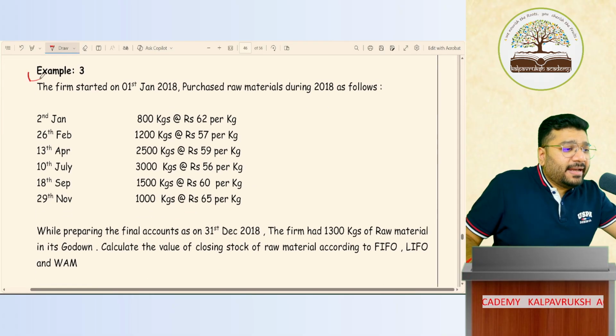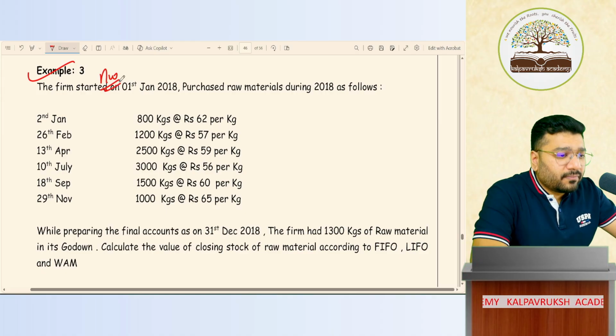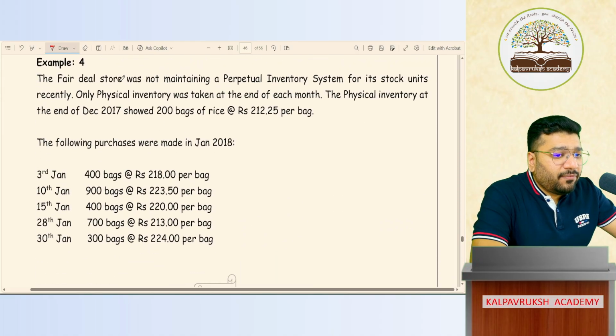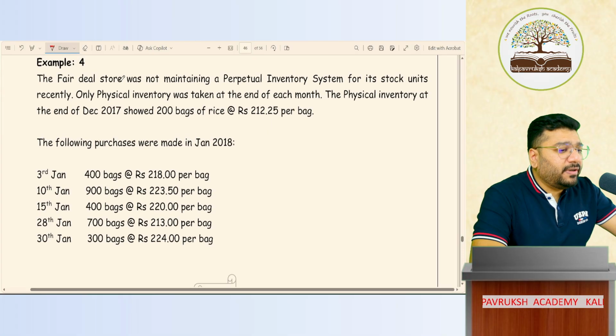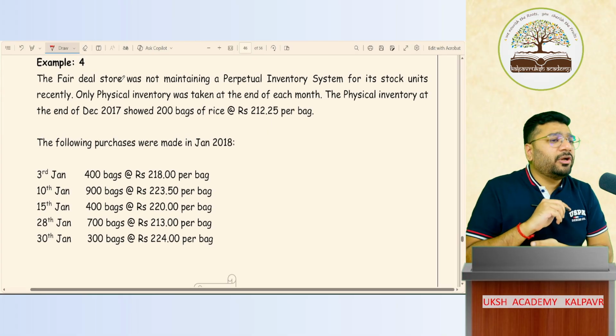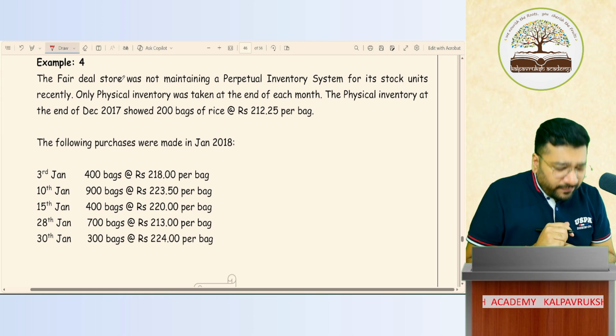Example 3, take it as homework. Example 4 we will do right now. Sir, what sir? All example only you're doing. Who will do the ICA material sum, sir? We will do it next class.